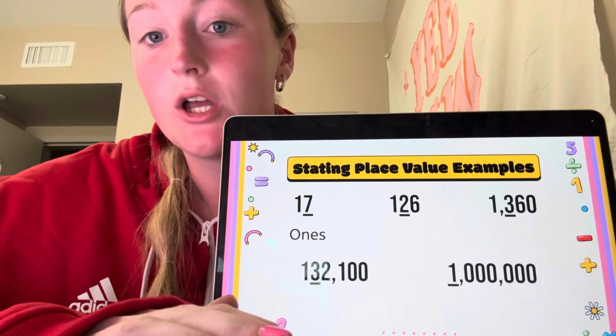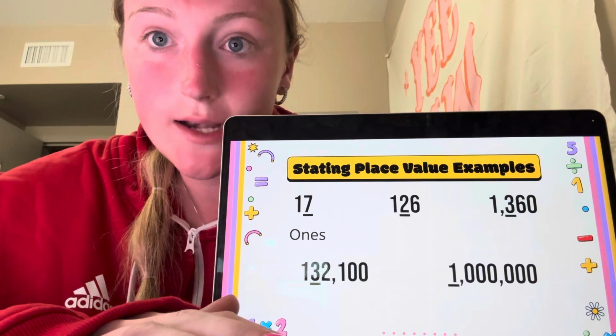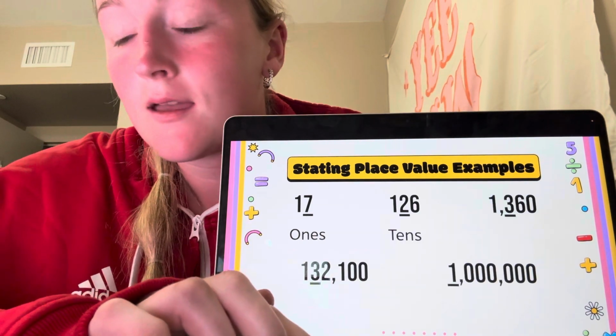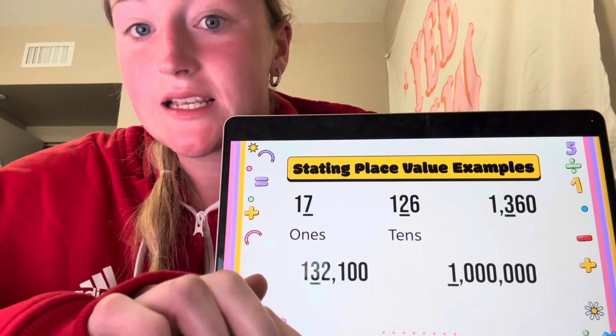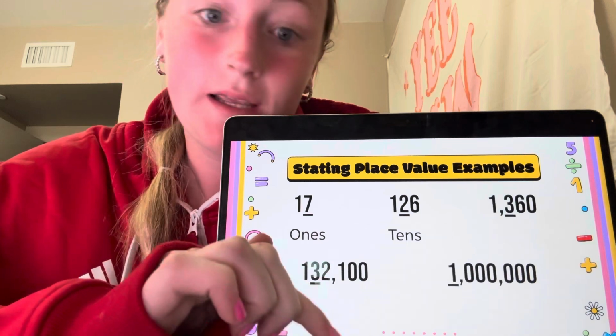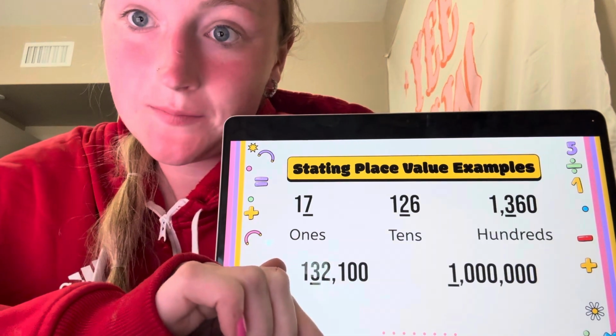Then for the number 126, the 2 is underlined. So the 2 would be the tens place. The number 1,360 has the number 3 underlined. So the 3 would be the 100s place.